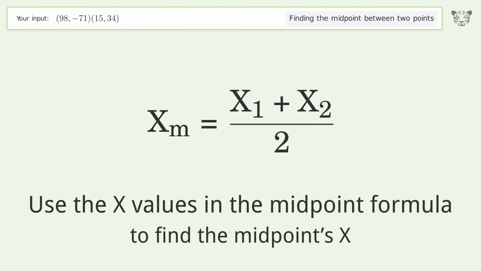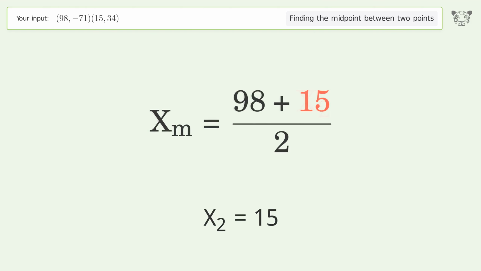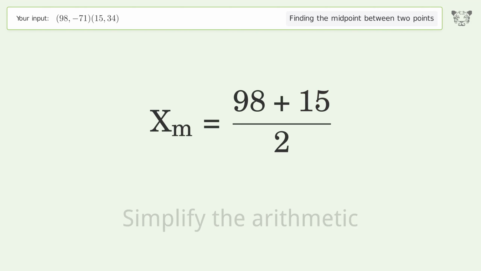Use the x values in the midpoint formula to find the midpoint's x. x1 equals 98. x2 equals 15. Simplify the arithmetic.